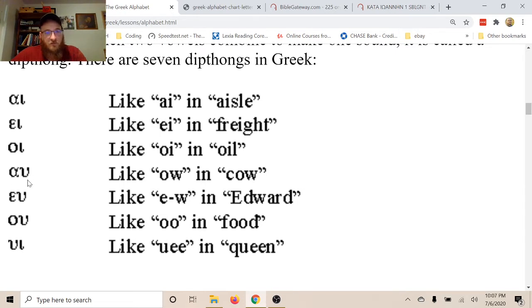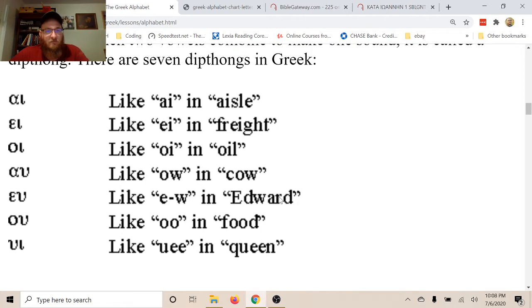Alpha and upsilon make ow as in cow. Epsilon and upsilon make EU, as in EW in Edward. What in the world? Hold on, I gotta look at my notes again. I learned this a couple hours ago. He was going so fast. Like, holy cow. Okay, so they've got it saying EW as in Edward. Oh, this makes way more sense. This guy has lost his mind.